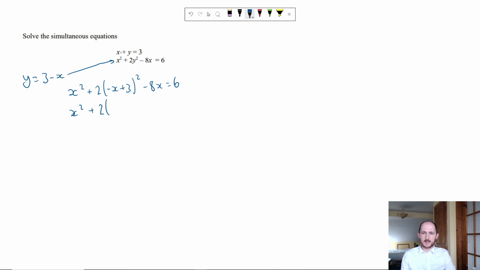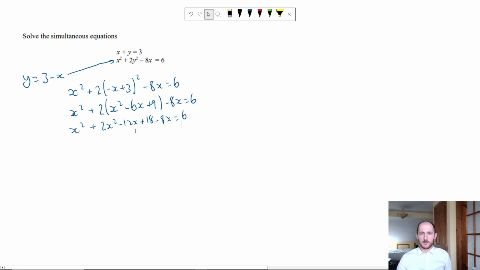So if I expand that, we have minus x times minus x, which of course is x squared. Minus 3x will give me minus 6x, and then plus 9, minus 8x equals 6. Expand the brackets, we have x squared plus 2x squared minus 12x plus 18 minus 8x equals 6. Now we can gather the like terms, so we have x squared plus another 2x squared, which gives me 3x squared. We have minus 12x minus another 8x, which is minus 20x. Then we have plus 18 equals 6.